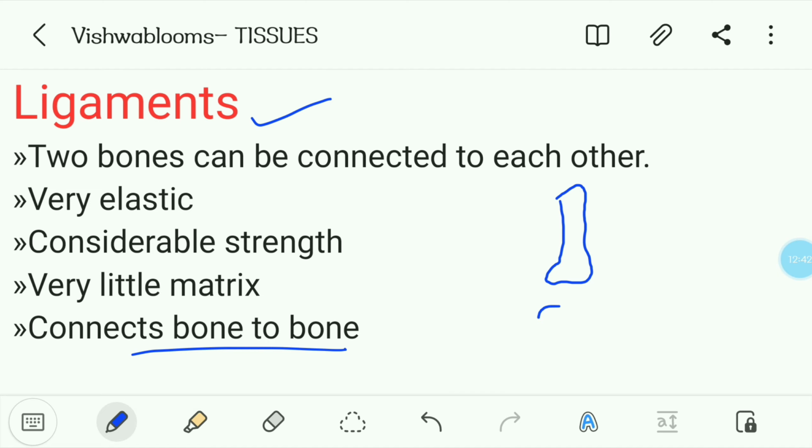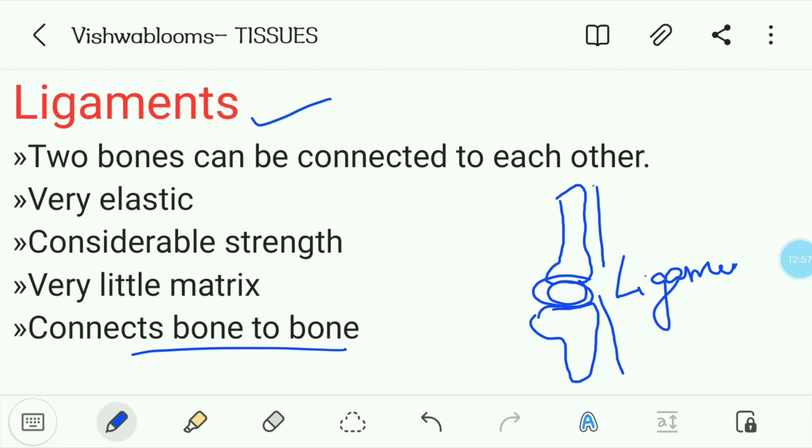Suppose this is a bone. Just imagine, drawing is not nice. So bone to bone, suppose this is your arm and this is your hand. Here you can move, right? You are able to move due to ligaments only. So there is ligament present there. That is some connection there, right? That is only ligament. Okay, so that's why you are able to move.